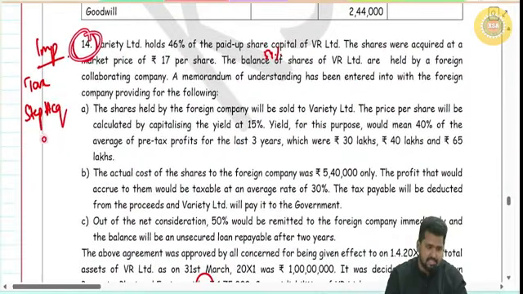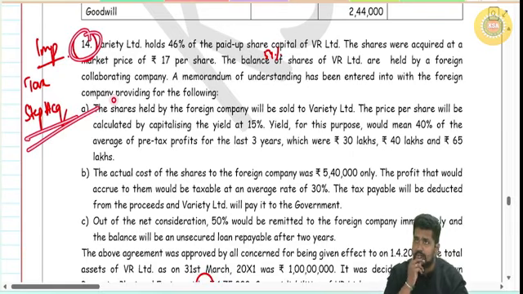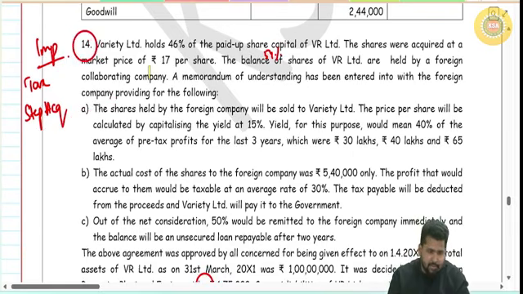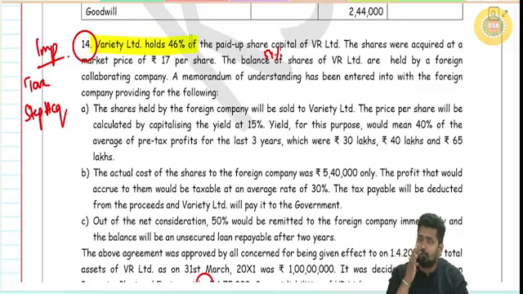This question is also there, which is called step acquisition. Straightaway I'll get into the points. Variety Limited already holds 46%, which is not control. More than 50% we should have, so we are having 46%.